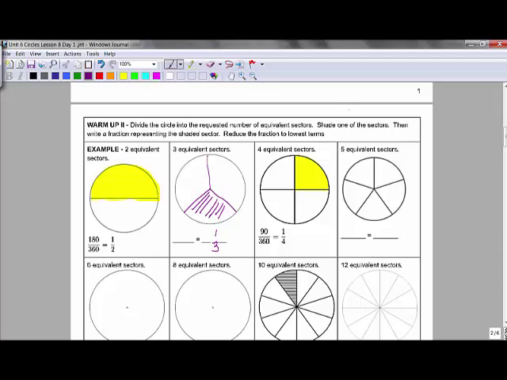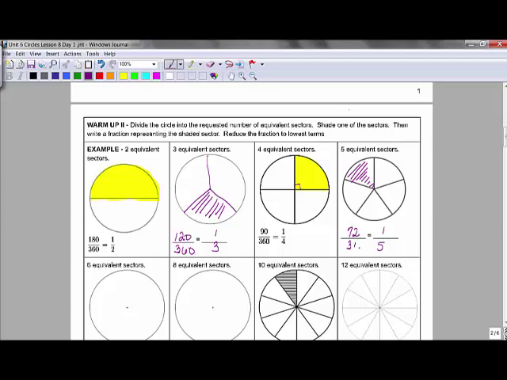But if we take the measure of the central angle, 120 over 360, we can see numerically where that 1/3 comes from. Here we can say visually where the 1/3 is. 4 equivalent sectors, we get 360 divided by 4, which would be 90. This is 1/4 of the circle. We've got the 5 equivalent sectors. I know that will be 1/5 of the entire circle.